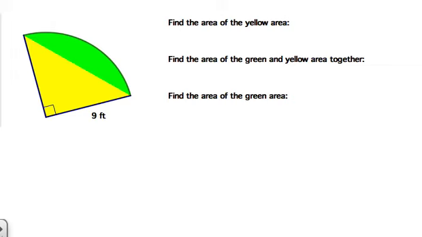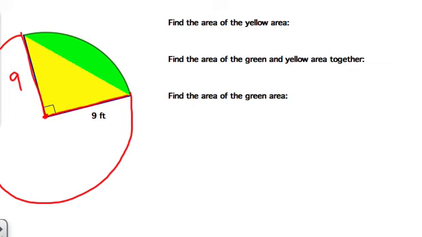All right, so this one's a little more challenging. I want you to go ahead and pause it, think about what shapes you have, try to find these areas. Okay, so let's find the area of the yellow area. So look at the yellow, it's just a triangle, right? And it's a triangle that's part of a circle. So if that's 9, this is also 9, because they would be radiuses, right? If we were to complete out this circle, that would be the middle of it, so this would be a radius. So if that's 9, so is that, okay?